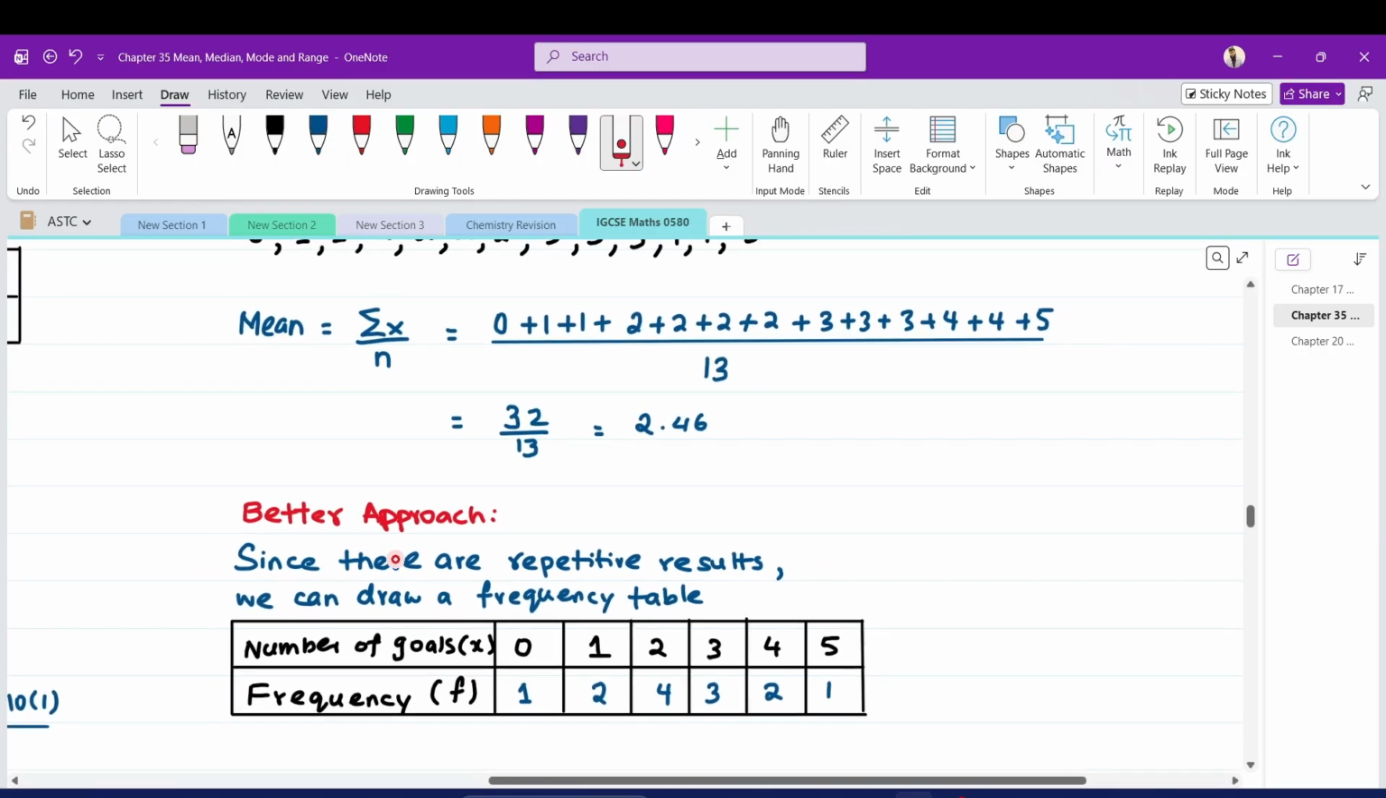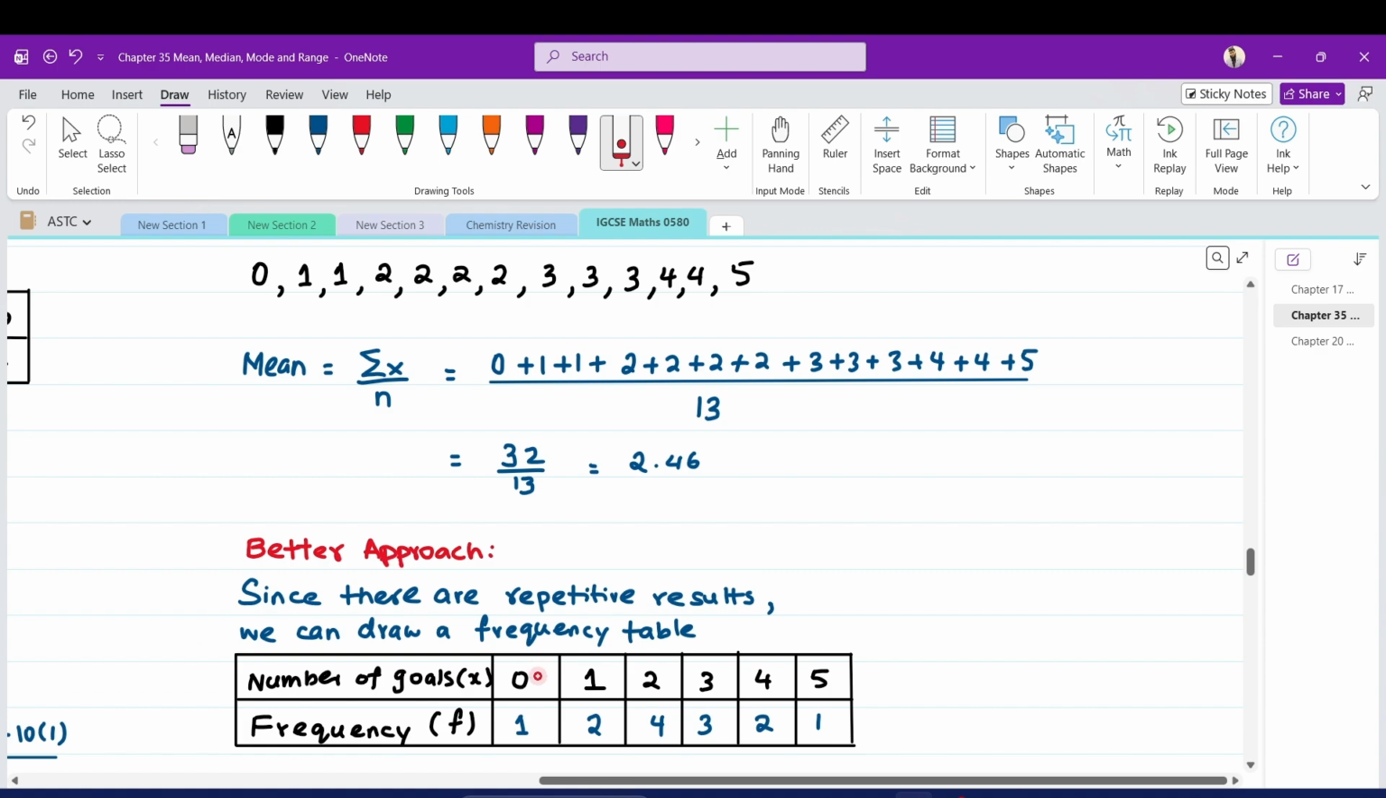So for example, if I zoom this out, you can see that the number of goals zero occurs once in your data set. The number of goals one occurs two times, right? So you have one and two. Two goals were scored in four matches, so one, two, three, and four, therefore your frequency is four, and so on. Three goals were scored in three matches, four goals were scored in two matches, and five goals were scored in one match. All right, so that is the purpose of a frequency table.